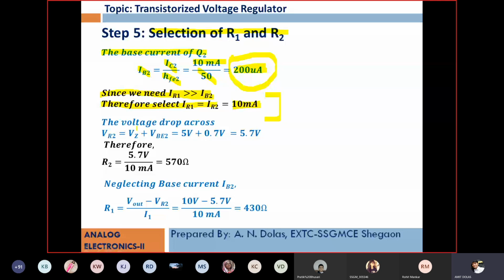Therefore, how did we take the voltage drop across R2, VR2? The voltage drop across R2 is nothing but the Zener drop plus VBE of the second transistor. We know the Zener drop is 5 volt, VBE of the second transistor is 0.7. Therefore the voltage drop across resistance R2 is 5.7.